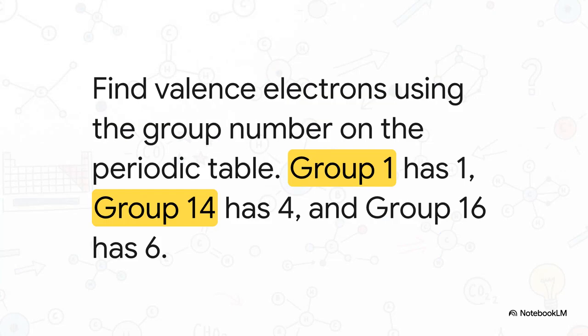Now, step 1 is way easier than you might think. You don't have to memorize a giant list or anything. You just need a periodic table. See, an atom's group number is basically a cheat code that tells you how many valence electrons it has. If an element's in group 1, it has 1. Group 14, it has 4. Group 16, it has 6. It's an awesome shortcut built right in.